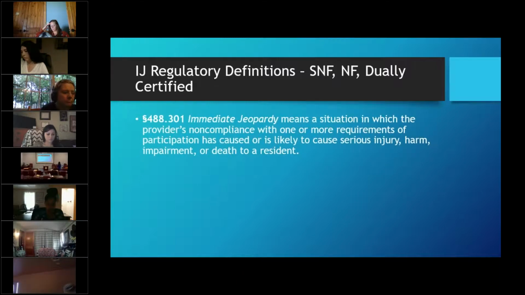Immediate jeopardy means a situation in which the provider is not in compliance with one or more of the requirements of participation, has caused or is likely to cause serious injury, harm, impairment, or death to a resident.